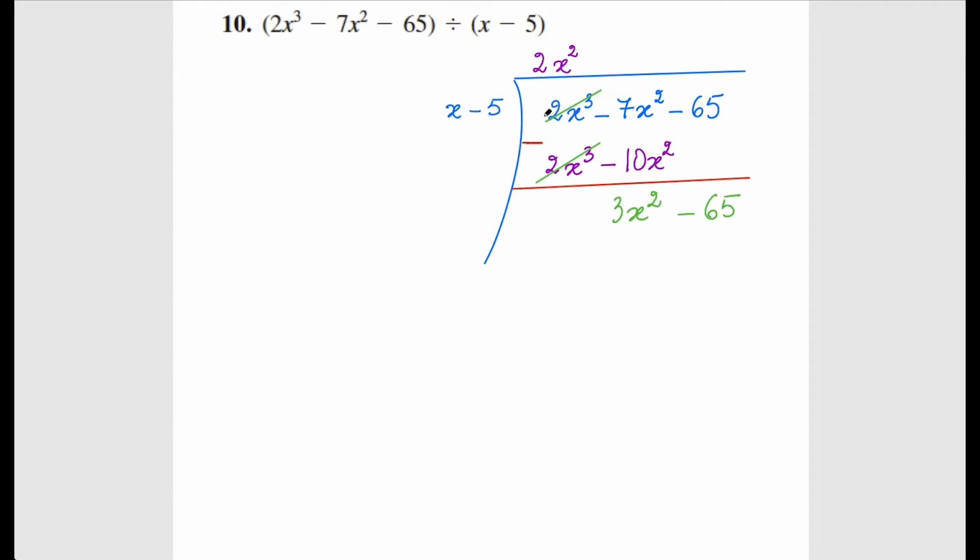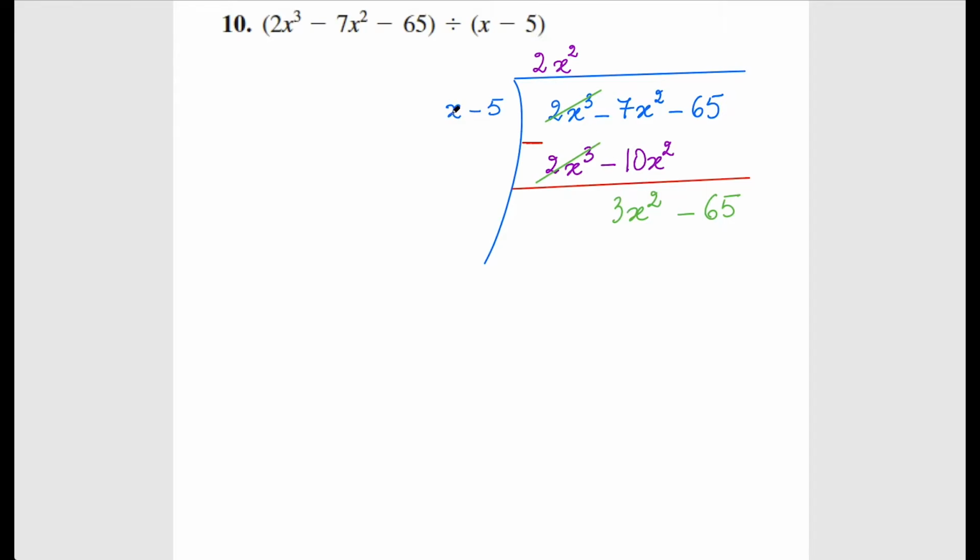So what used to be of degree 3 now became degree 2. So we dropped one power, and now I'm gonna do the same game between this guy and this guy. What I've done between this guy and x minus 5, now I'm gonna do it again between this guy and x minus 5.